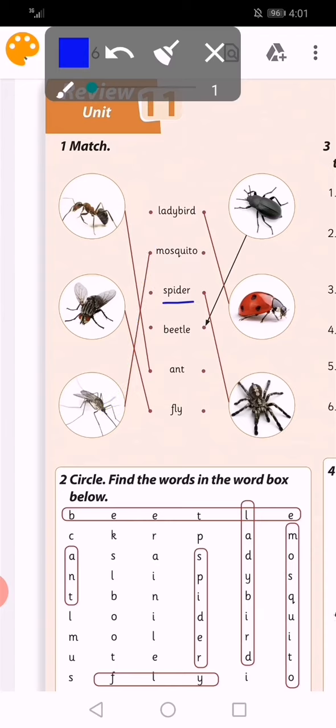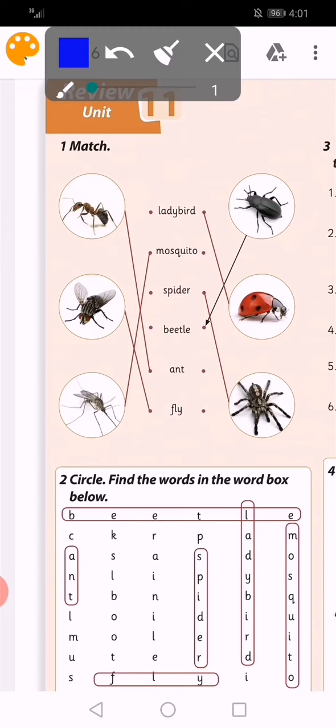3. Spider. عنكبوت. Yes, this is the spider. Beetle. خنفساء. Yes, this is the beetle. Ant. نملة. This is an ant. Fly. ذبابة. This is a fly.